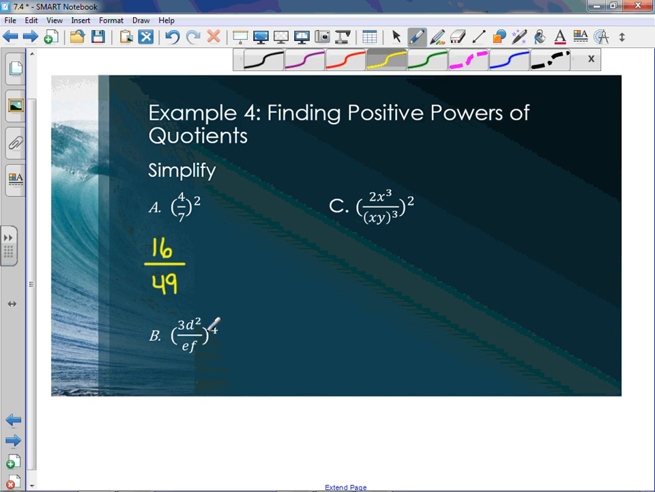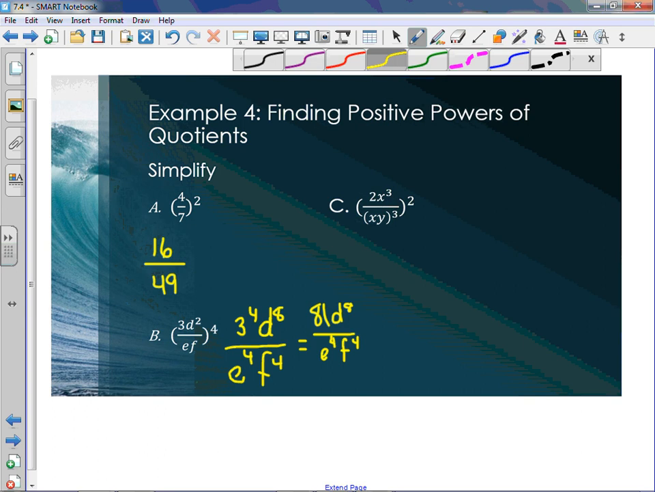Here we have to the 4th power. And again, the 4th power spreads to everything, 3 to the 4th. D, if we have squared to the 4th, that's an exponent to an exponent, which means we multiply. 3 to the 4th and f to the 4th. Does anyone know what 3 to the 4th is? 81. So it would be 81 e to the 8th over e to the 4th. Wow, look at this handwriting. All right.